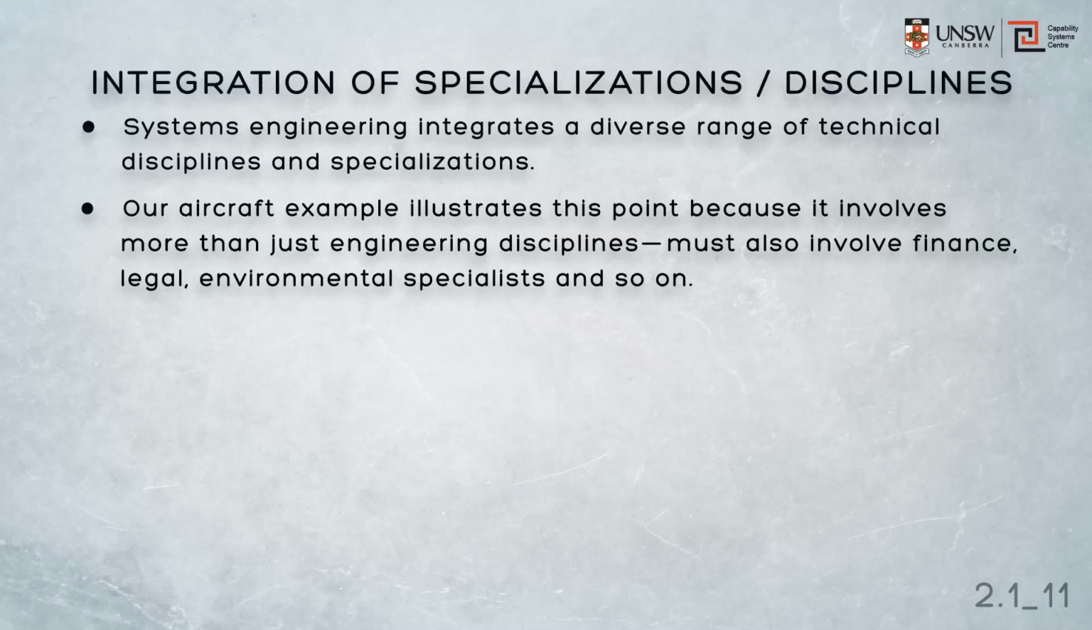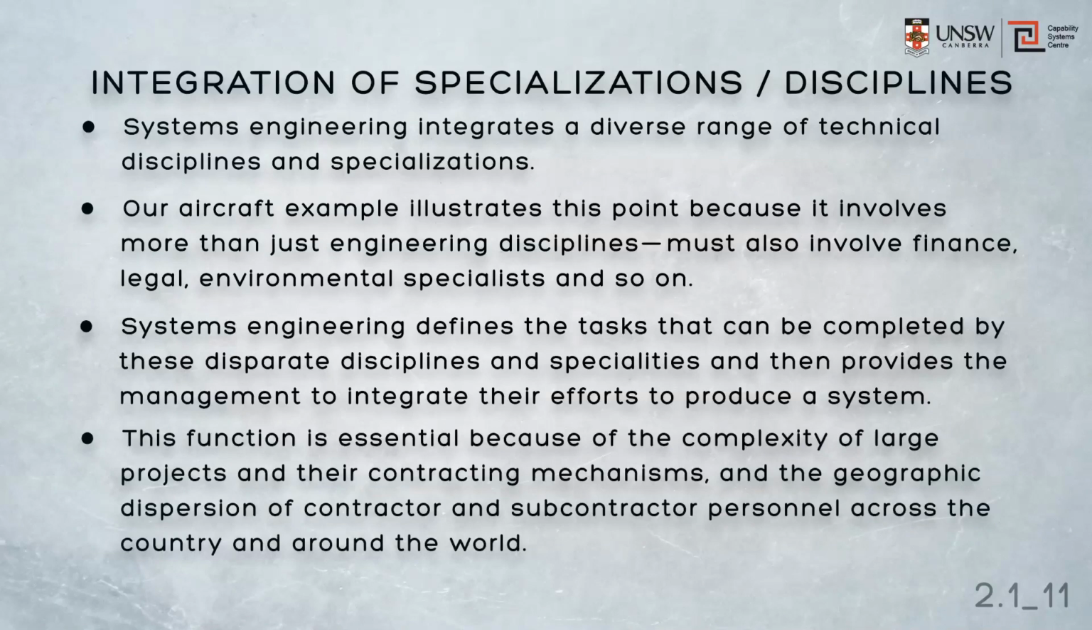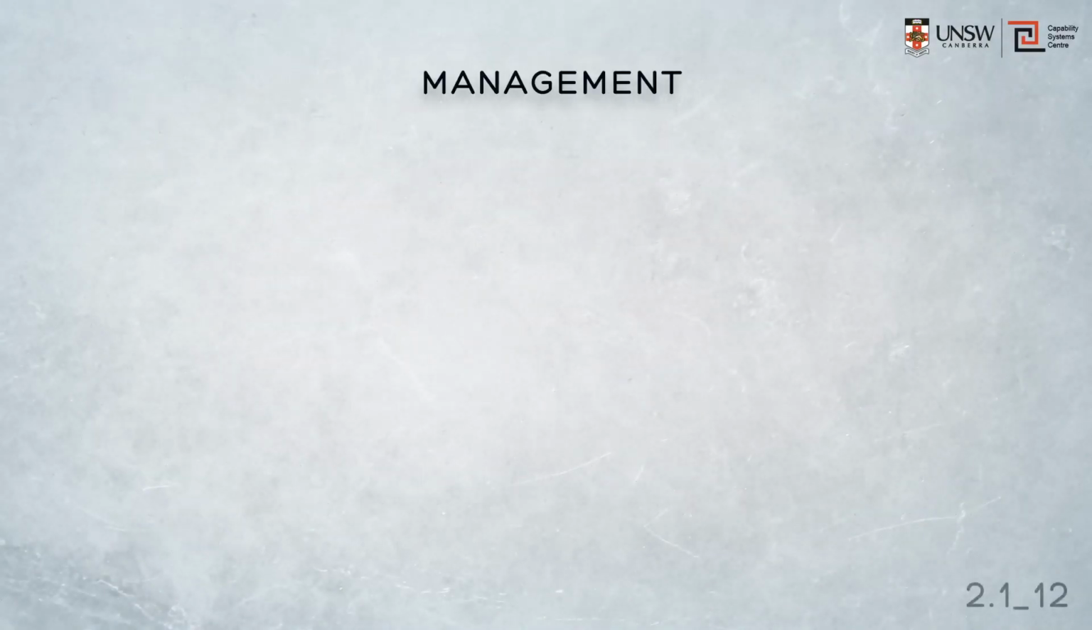In short, there could be hundreds, even thousands of engineers and members of other disciplines involved in the delivery of a single aircraft system. The aim of systems engineering is to define the tasks that could be completed by these disparate disciplines and specialties, and then to provide the management to integrate their efforts to produce the system that meets the user's needs. In modern system developments, this function is all the more important because of the complexity of the projects, their size, their contracting mechanisms, and the geographic dispersion of contractors and subcontractor personnel across the country and indeed across the world.